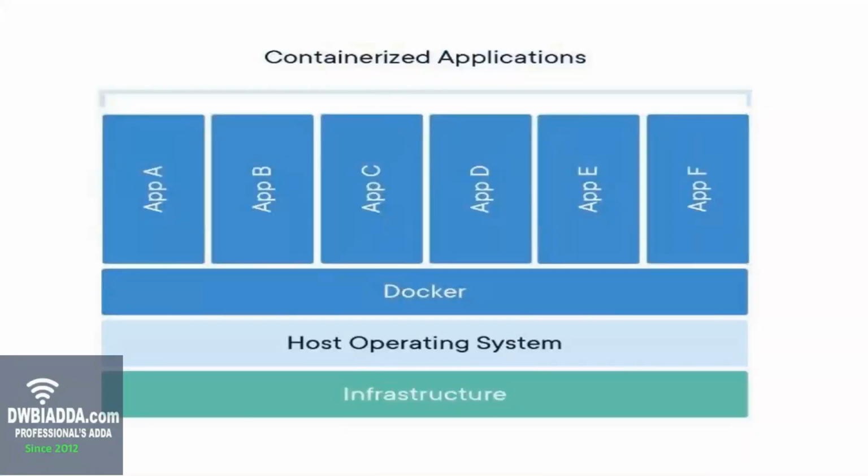Here we have a simple layout of how the containerized applications look in Docker infrastructure. So here we have an infrastructure, which is the whole layout on which we have a host operating system. This operating system could be CentOS, Ubuntu, or any other Linux system or any other operating system. And upon that operating system, we have placed a Docker container. And in a single Docker container, there are several types of applications launched. So all these applications are using the resources of this host operating system.